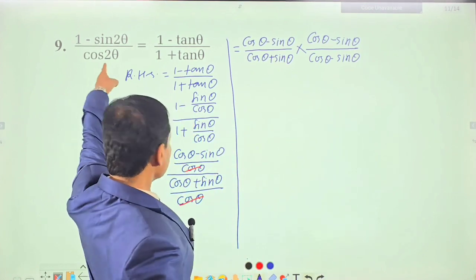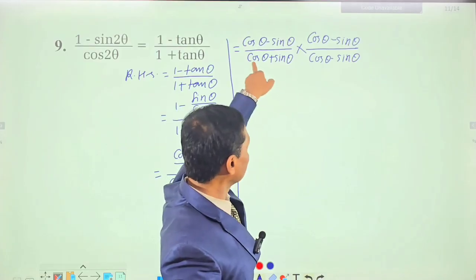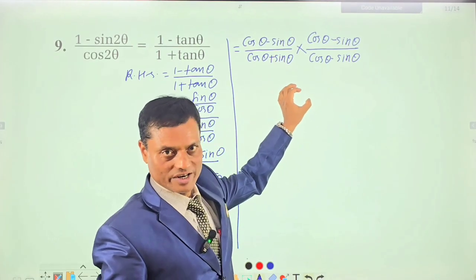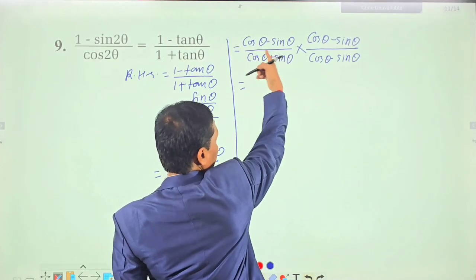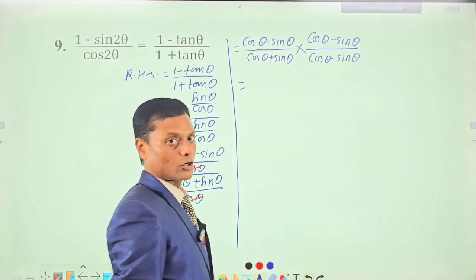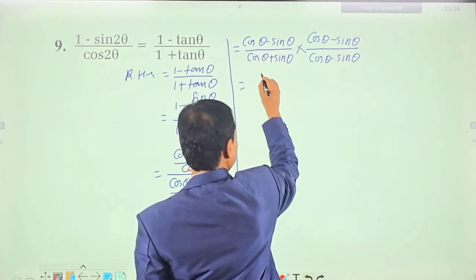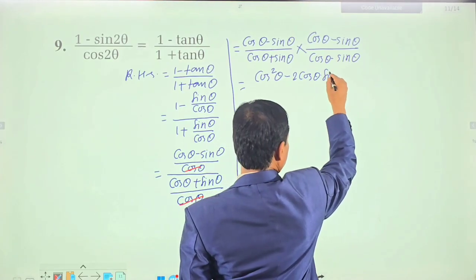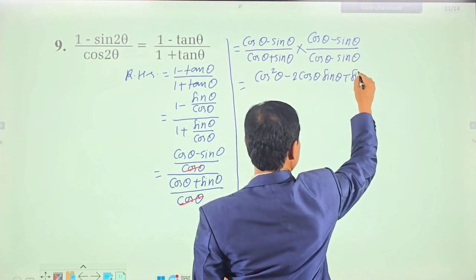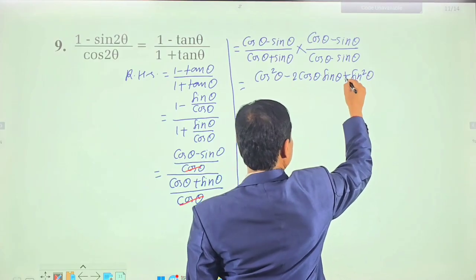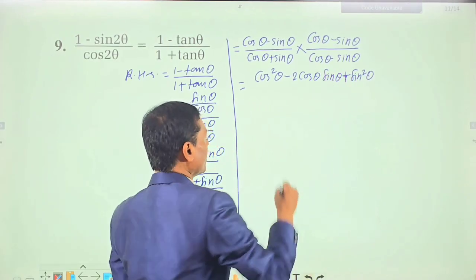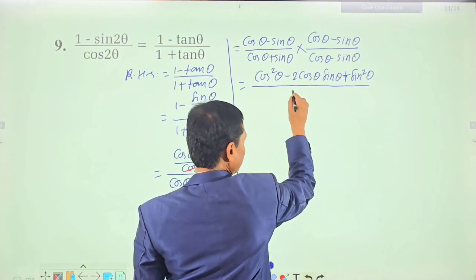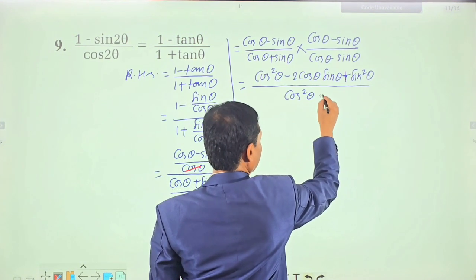Understood this? Because cos 2 theta is at the denominator, we have to multiply the numerator and the denominator by the opposite sign of the denominator. So we have cos theta minus sin theta, and cos theta minus sin theta means cos theta minus sin theta whole square. So we can write cos square theta minus 2 cos theta sin theta plus sin square theta, isn't it? That is a minus b whole square, and at the denominator a plus b and a minus b give us a square minus b square. So we can write cos square theta minus sin square theta.